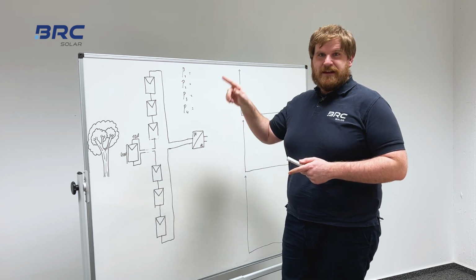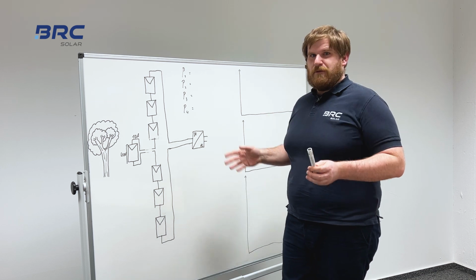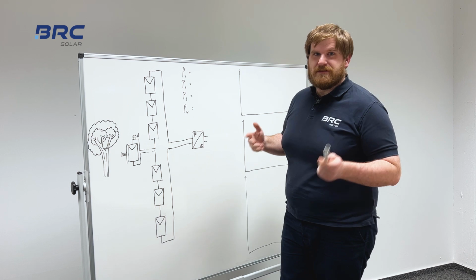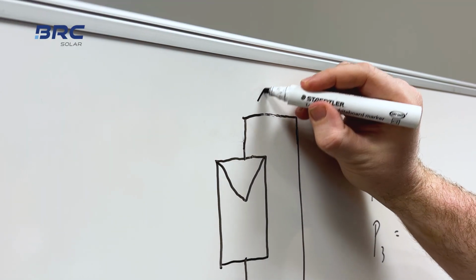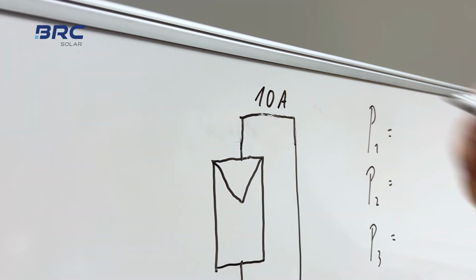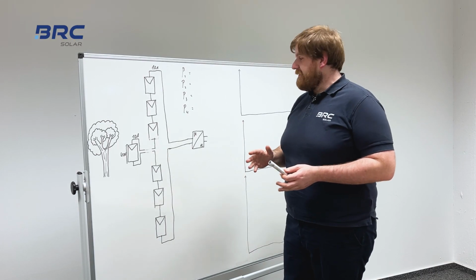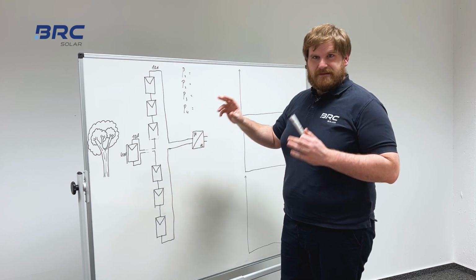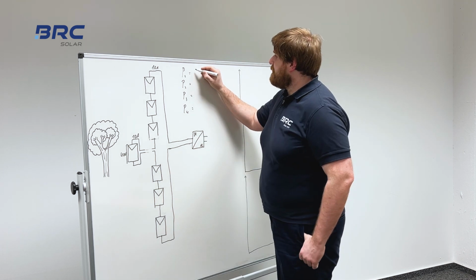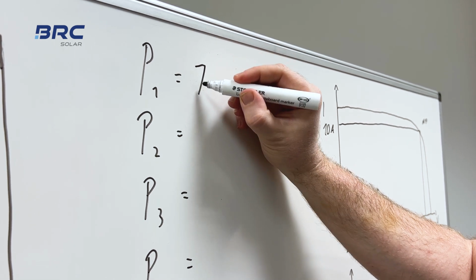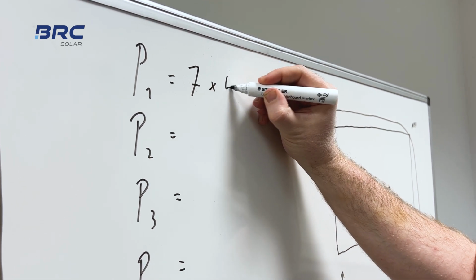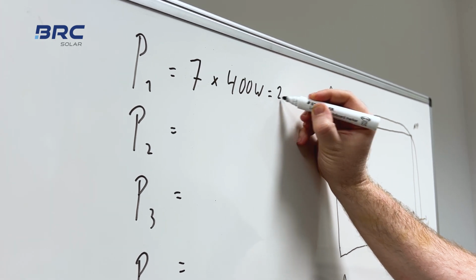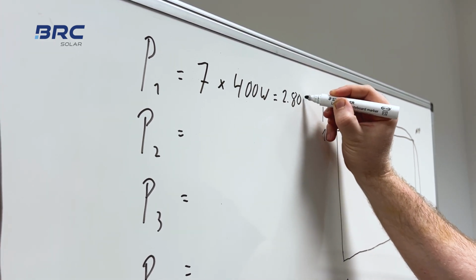Because of the serial connection, the current is the same everywhere. So when this module can produce 10 amps, all the other modules can produce this 10 amps. So we have this 10 amps in the whole string. When we look at the summary of all the power of each module, you have 400 watts each. And then you can say the system produces a power of 7 times 400 watts, or in that case 2800 watts.